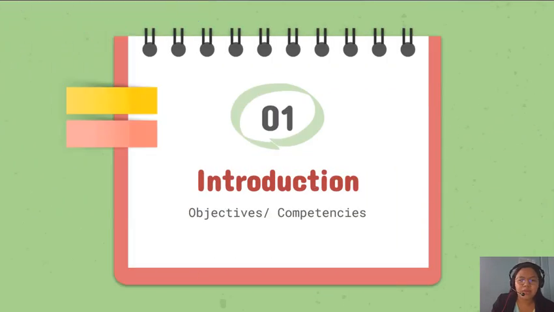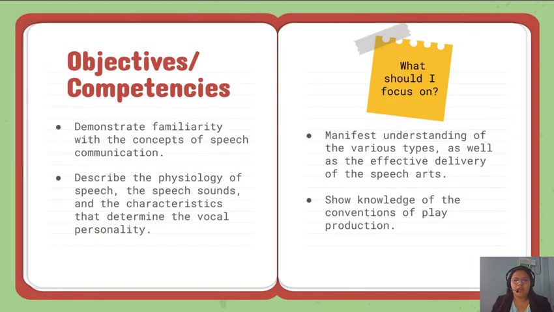So let us go over the objectives and competencies. While you're browsing over your notes, you might be asking yourself, where should I start in this subject? In speech and stage arts, you must review with the following objectives in mind.